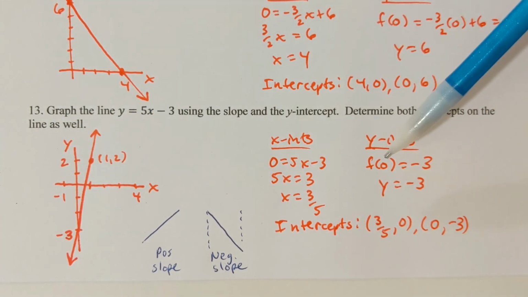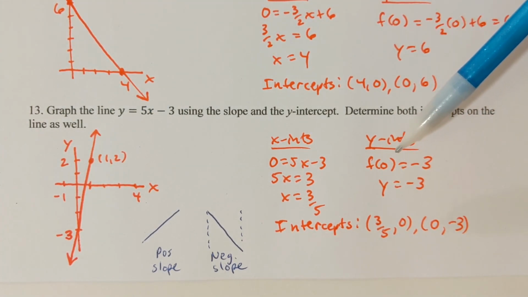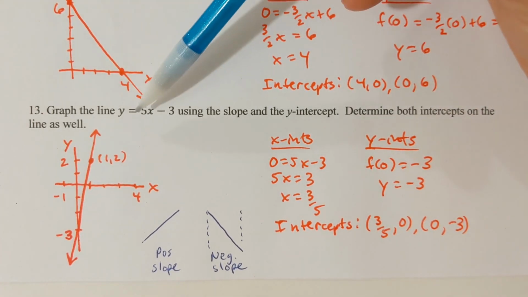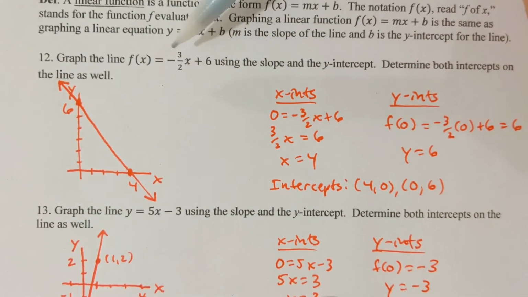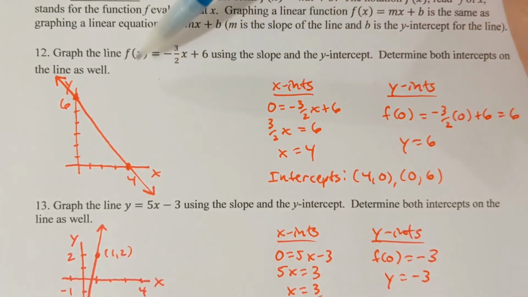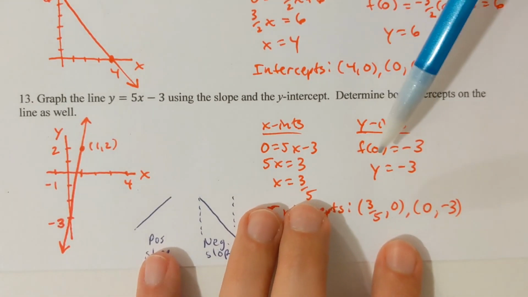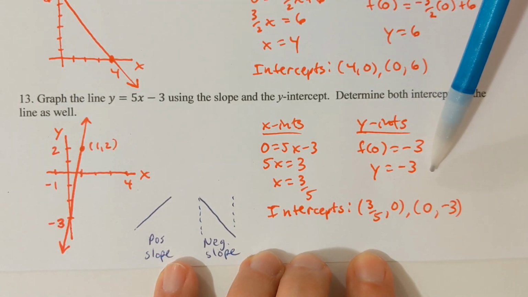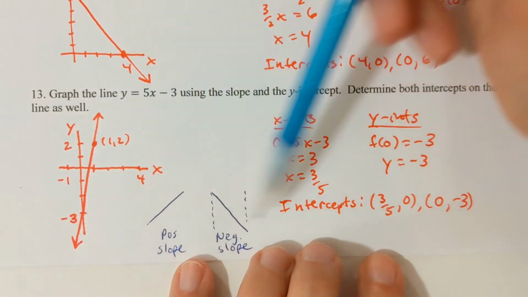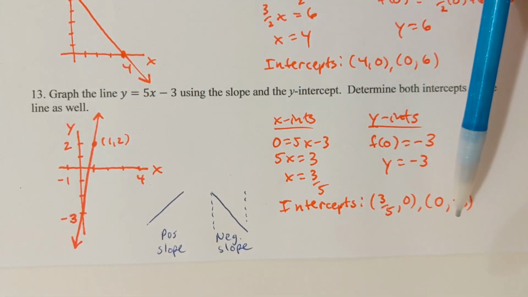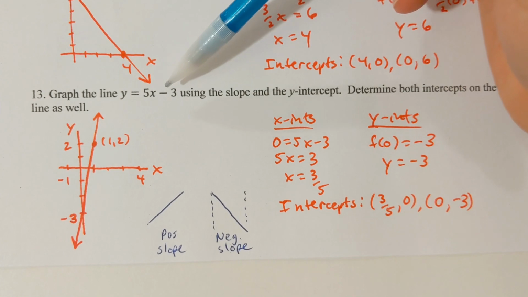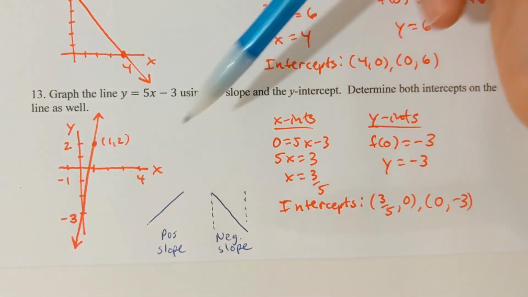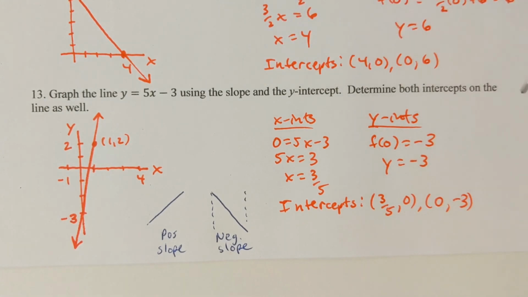And then if x is 0, and we find y, again, y and f of x mean the same thing. Now I'm not using function notation here, but I was in the other problem. If you let x be 0, you're going to have y equal -3. So (0, -3) would be where the line crosses the y-axis. And again, we already knew that because the b value is -3. And that's how I drew this line initially, by working off of the slope and the y-intercept.